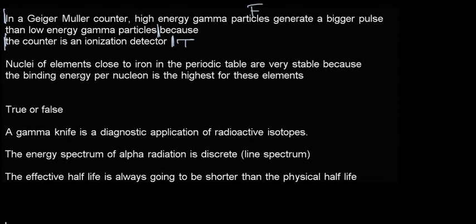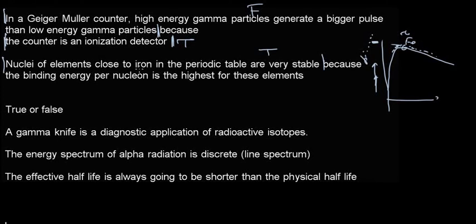Moving on. Nuclei of elements close to iron in the periodic table are very stable. Well, this pertains to this little graph. I'm not going to fully draw it now, but there's a little curve going up here, and iron-56 is up here, and everything next to it is kind of going down. And on this axis, you see binding energy per nucleon. Anything that's really close as far as atomic mass to this element is going to be fairly stable, because it is fairly high on the binding energy per nucleon axis. So this is true. Anything in the periodic table that's close to iron is going to have a mass number close to iron.